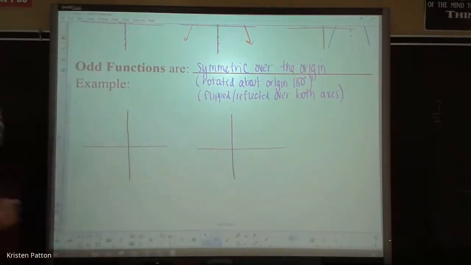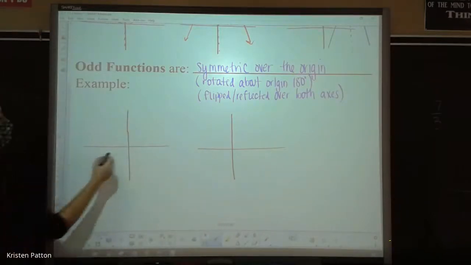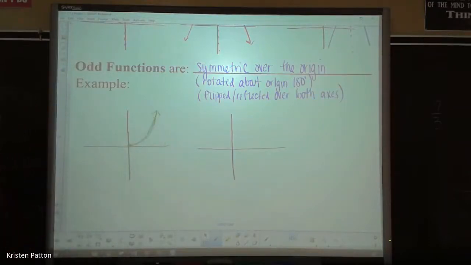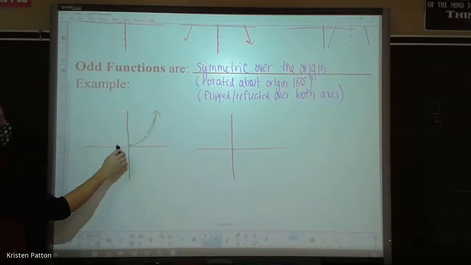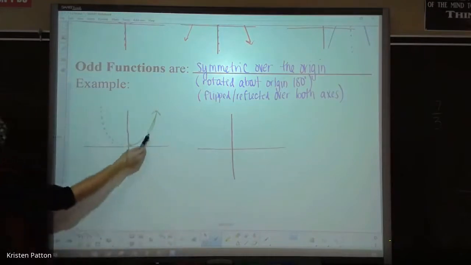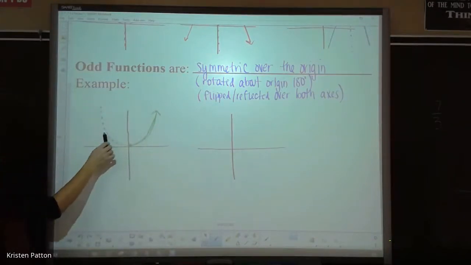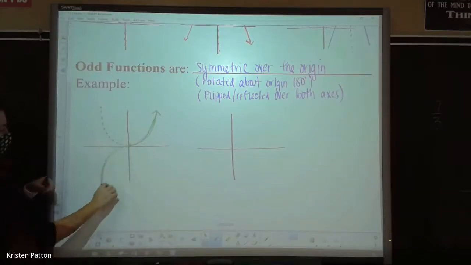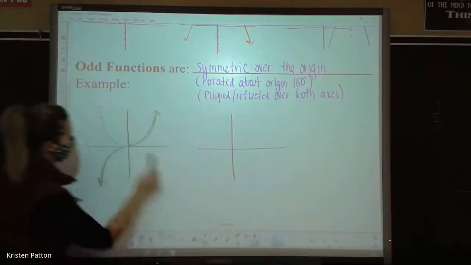I'm going to start in the first quadrant with like half of a parabola. If this graph was even, we would flip it like this, wouldn't we? If the graph was even, we would first flip it over the y-axis. Odd functions, we say we're going to flip over both. So temporarily, I flipped it over the y, but now I'm going to take this and reflect it over the x. And then I'll erase my little dashed lines there because they were just helping me come up with my graph.